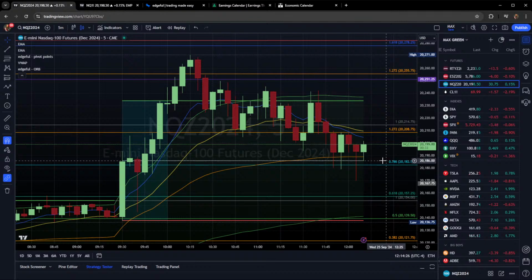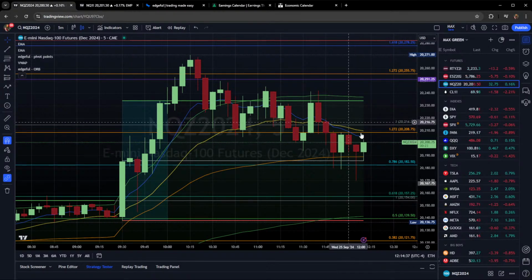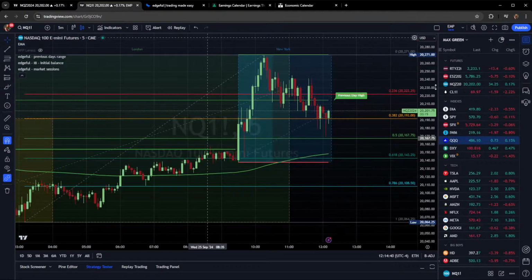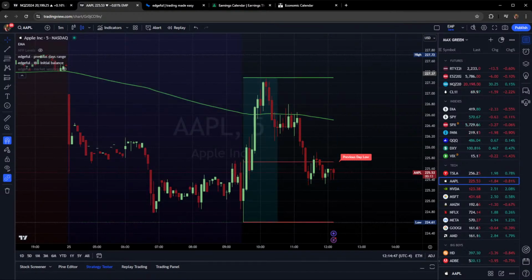Still holding VWAP, midpoint of the ORB, chopping around. This candle was under the 200, but we're still trying to push back into it. But these EMAs are keeping us down right now. I don't need market sessions for that.